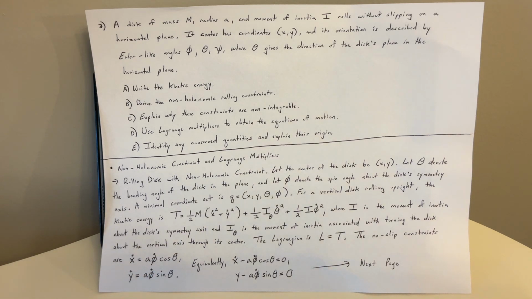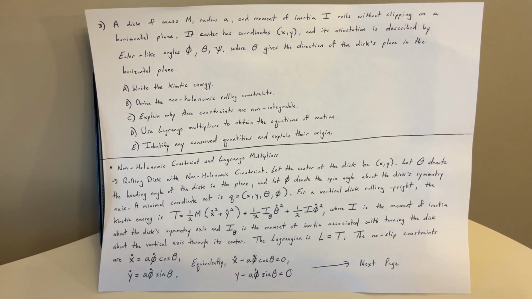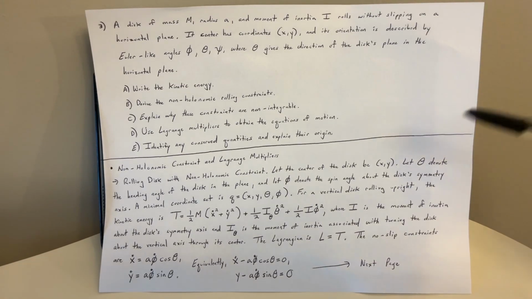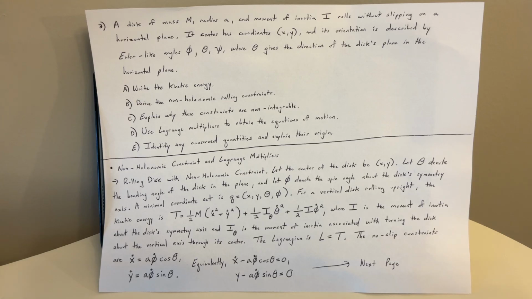And for a vertical disk rolling upright, the kinetic energy is T equals 1/2 m times the quantity x dot squared plus y dot squared, plus 1/2 I sub theta, theta dot squared, plus 1/2 I phi dot squared, where I is the moment of inertia about the disk's symmetry axis, and I sub theta is the moment of inertia associated with turning the disk about the vertical axis through its center.